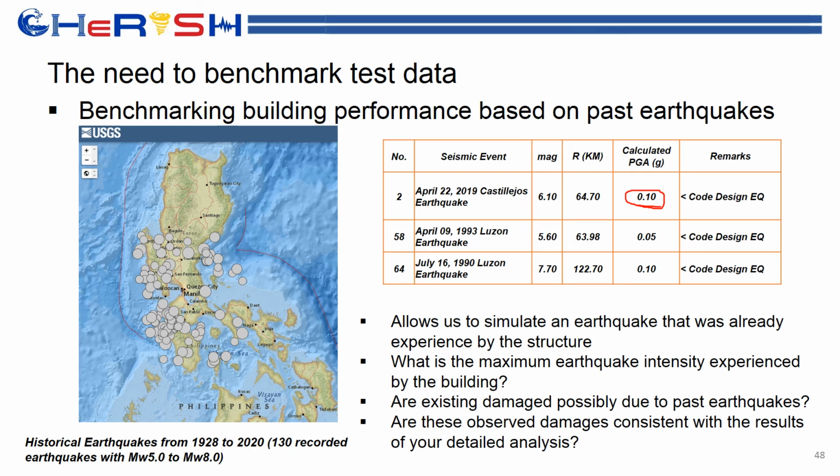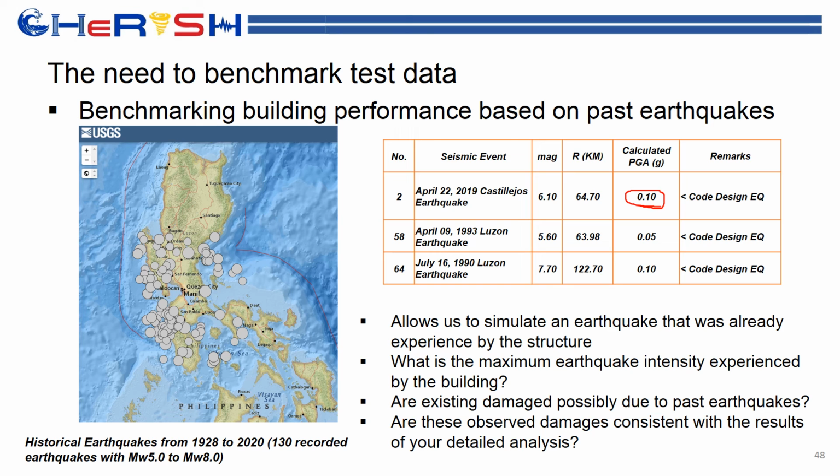I will then perform seismic analysis using this reduced level of PGA. It allows us to also assess if, for example, our structure really did not have damage during this earthquake, then if in my analysis all my members failed under this 0.10 G, there's something wrong in the way I modeled my structural building, right? So that means my model doesn't match the performance of my building during this earthquake.